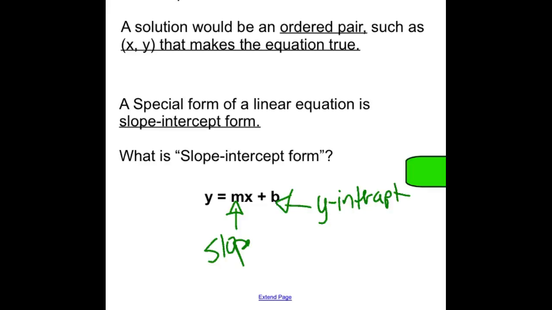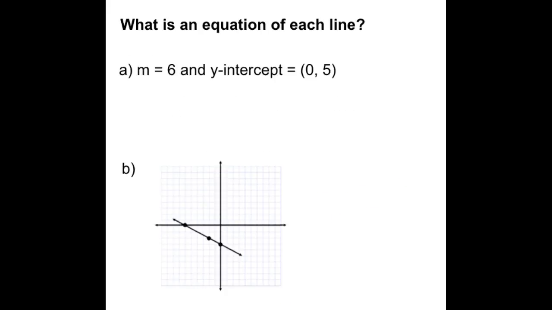That's typically people's favorite way to see a linear equation or a linear function, because it's the easiest way to graph it. So it says, what is an equation of each line? Well, m is 6, that's your slope, and the y-intercept is (0, 5). You want slope-intercept form, so y equals mx plus b. My m, they already gave it to me. They even said m equals 6, so I have 6x plus your y-intercept. Now, your y-intercept is the y value of the intercept, that is your 5. You end up with y equals 6x plus 5.